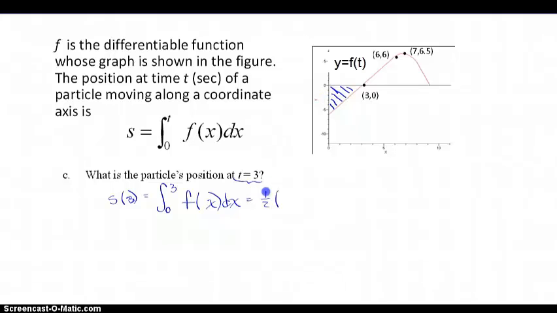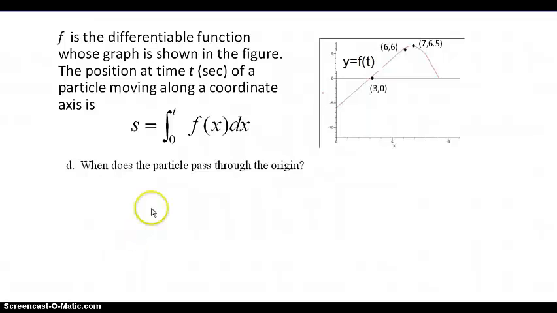So it's 1/2 the base, and we can see here that the base of this triangle is 3, times the height. The height of this triangle is -6. All right, so this is -9. So the particle's position at t equal 3 is -9. And I have to show this step in order to get credit for that answer. Otherwise, it's a bald answer.